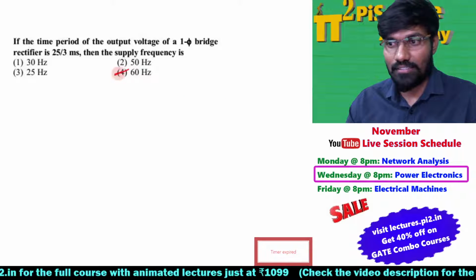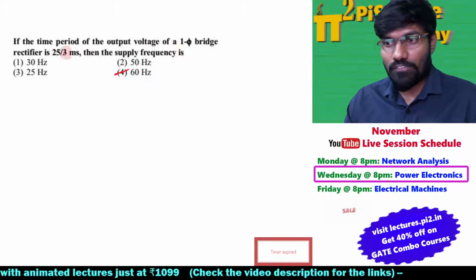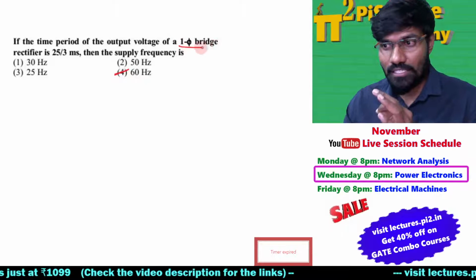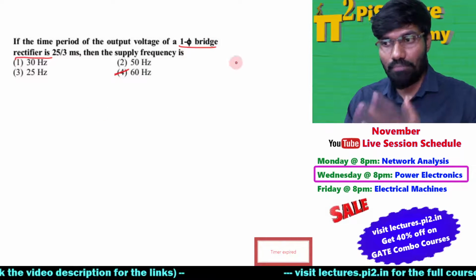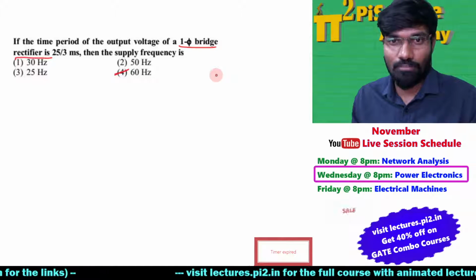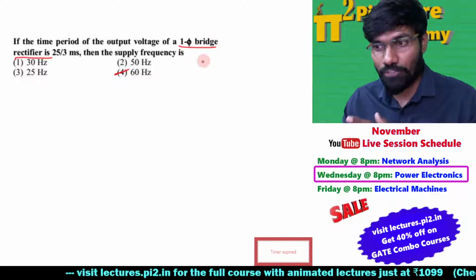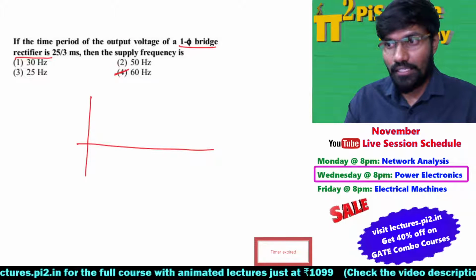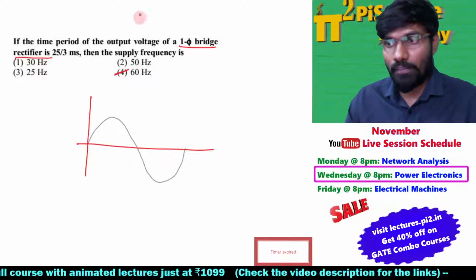The answer is this. Careful. The output voltage of a single phase bridge rectifier. Whenever a question is given like this, bridge rectifier, it is a full bridge. There is no half bridge. You can call it a half wave, but there is no half bridge. When a bridge is given, take it as a full bridge. In case of a full bridge, this is the input. The output will be, where will the output?